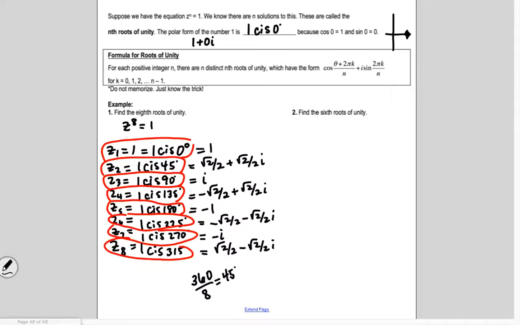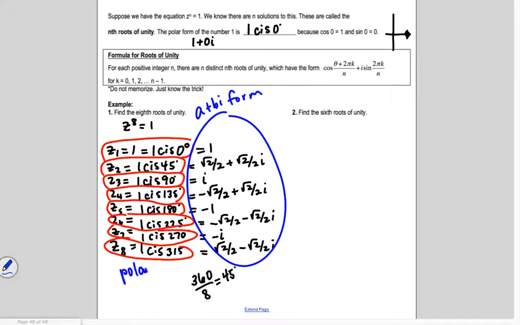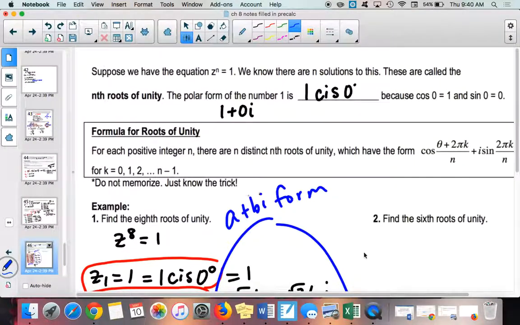6th roots of unity, do you want to try it on your own? Write them in the a plus bi form, and this was the polar form. So try the 6th roots of unity.